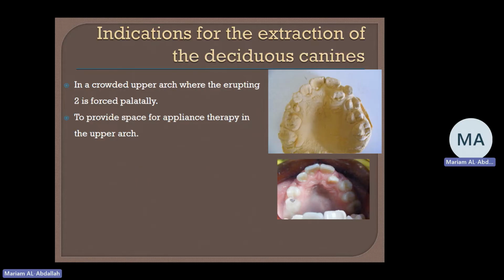If you had to extract the C on one side in order to provide space for the lateral, you have to extract the C on the other side so that you don't actually cause a midline problem.